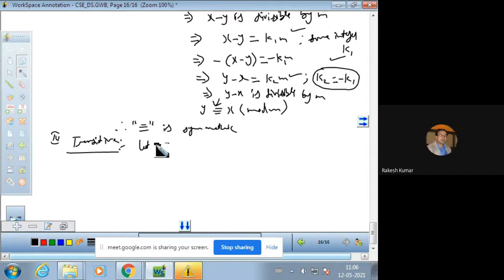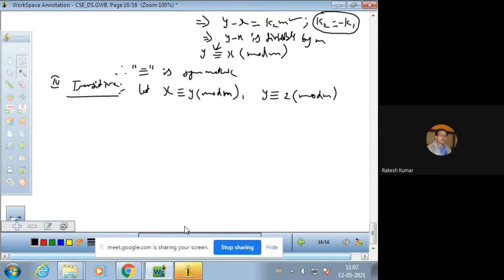For the transitive property, let x is congruent to y modulo m, and y is congruent to z modulo m. At last we shall prove that x is congruent to z modulo m. This is what we want to prove.